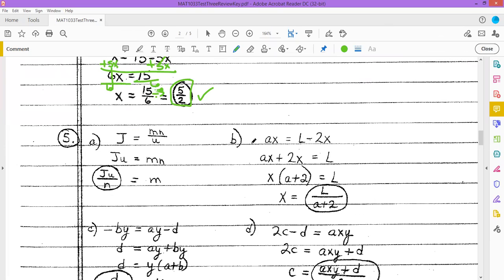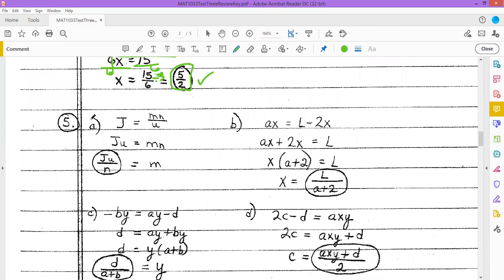All right, in the next problem, number 5, letter A, we have J equals Mn divided by U, and we're solving for M. We want to get M by itself. So what you notice here is that you can actually make this J a fraction by putting it over 1 as well. And then let's just cross multiply, just like we did with the previous problem.